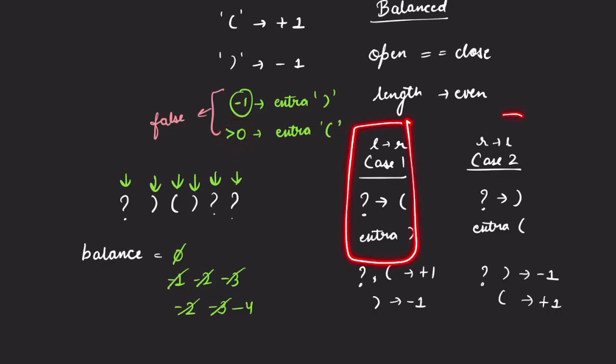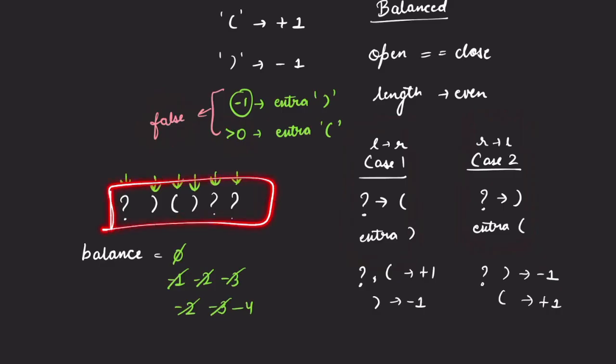So in case 1 and in case 2, we didn't encounter the false scenario. So in this particular case, our answer is going to be true. This string can be balanced. And how can this string be balanced? Here we can add an opening bracket, so opening and closing, and then opening and closing we can keep, right? So in this case, our answer is true.